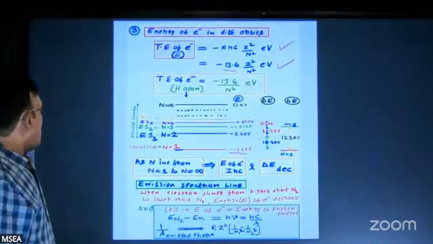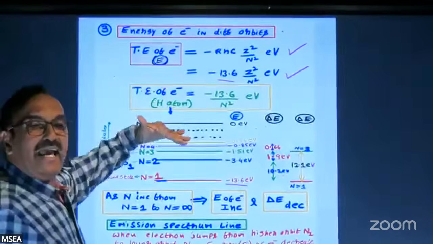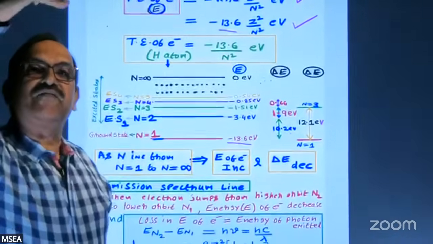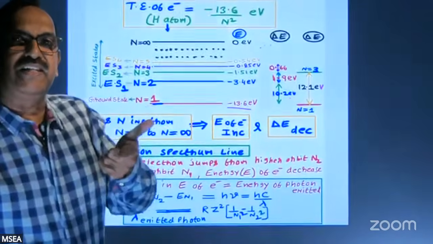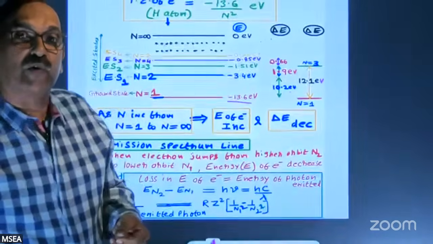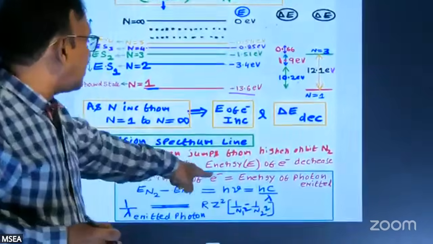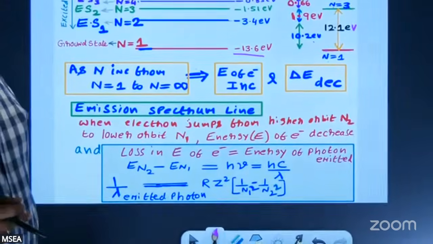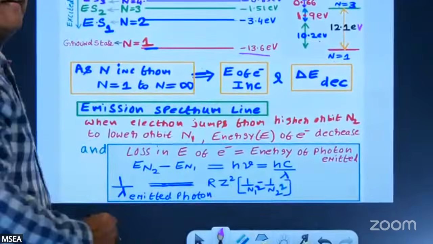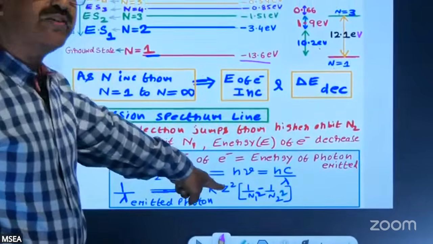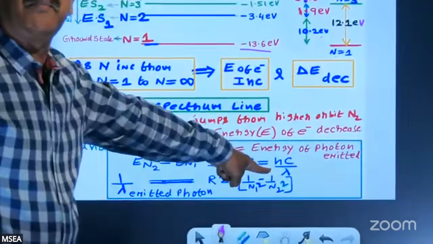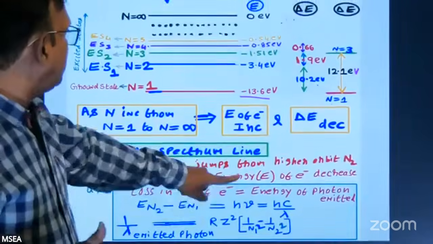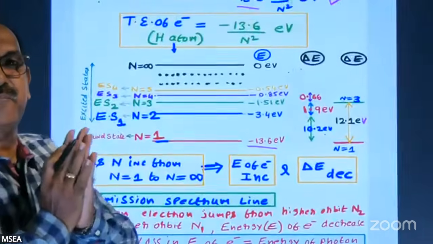Listen. All of you know that any electron in the higher orbit will have higher energy, and in the lower orbit will have lower energy. When the electron jumps from a higher orbit to a lower orbit, it will be losing energy in the form of electromagnetic radiation, in the form of photons. And the loss in energy of the electron is nothing but the energy of the emitted photon. And what is the wavelength of the emitted photon? Everyone must know that 1 by wavelength of the emitted photon is nothing but RZ square into 1 by n1 square minus 1 by n2 square. n1 is the lower orbit number, n2 is the higher orbit number, and these are the basic essential points there.